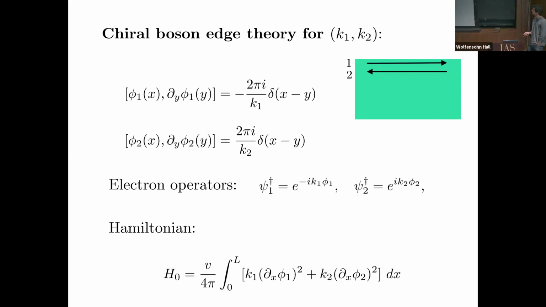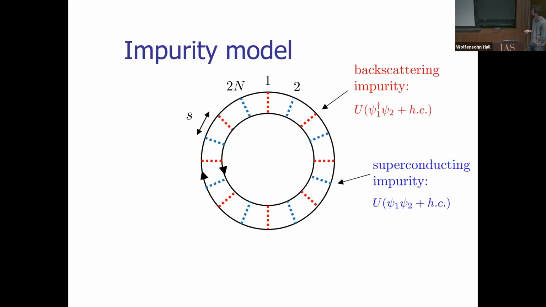So now what we want to do is try to gap out degrees of freedom and get this lattice-like edge theory. So how are we going to do that? We're going to add in scattering terms that scatter electrons between our two modes. The idea is that by scattering particles between these two modes, we can try to gap out the phonons.